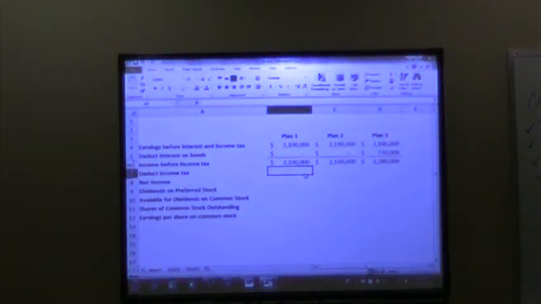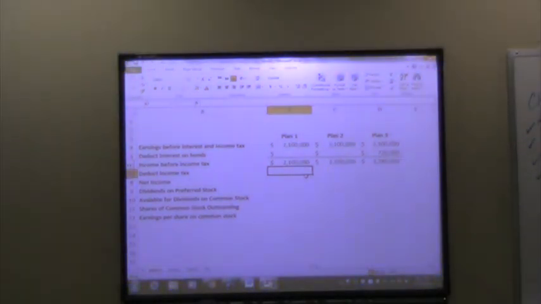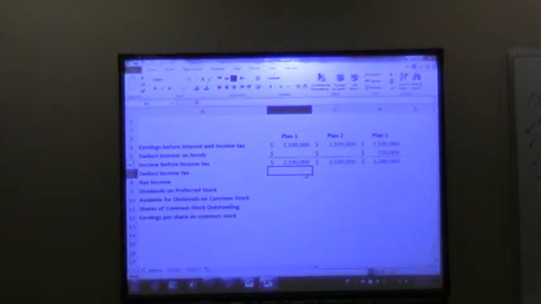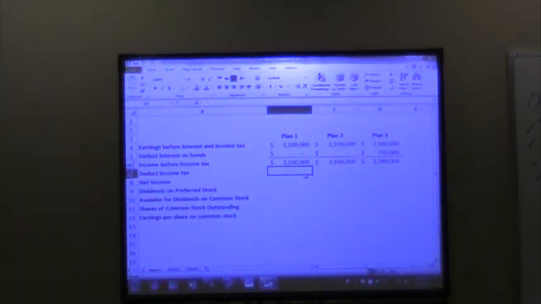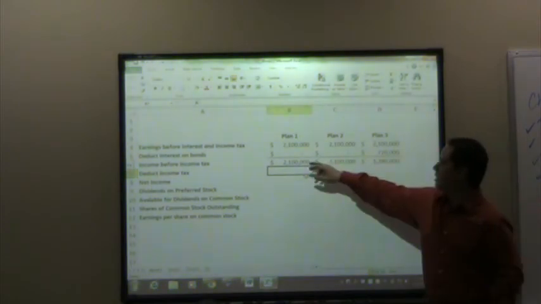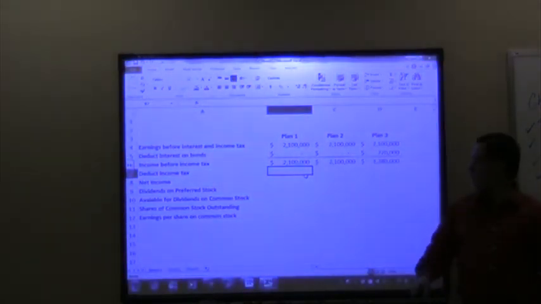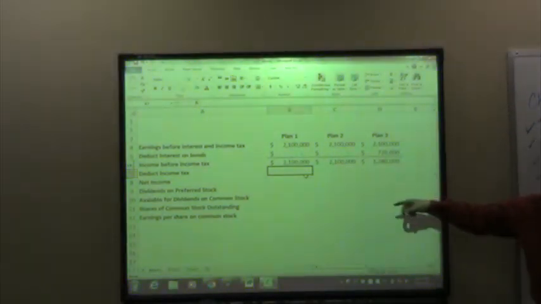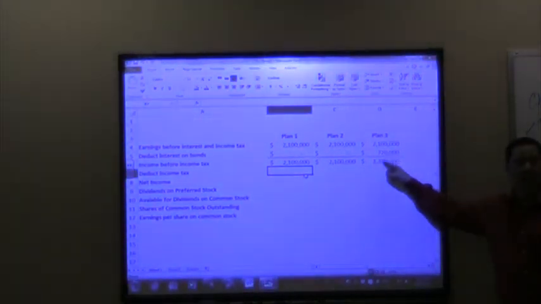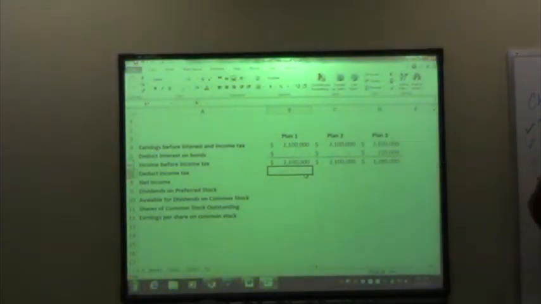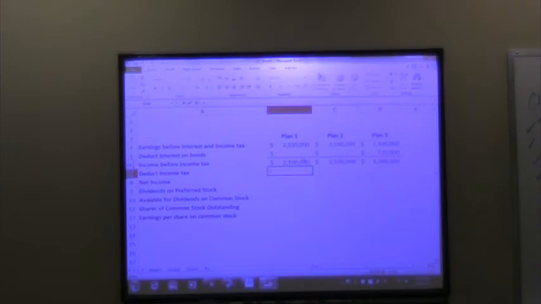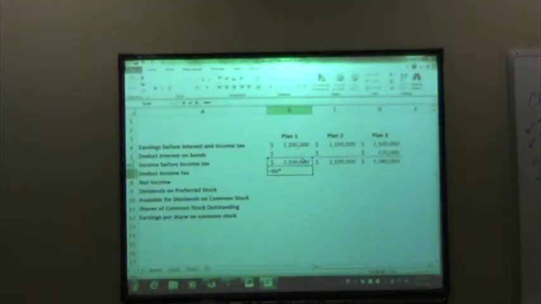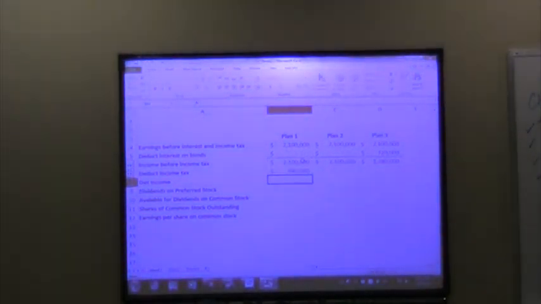All right. So now we have to deduct our income tax. To figure out what our income tax is, it gives us, again, our estimated income tax is 40%. So what I will do is take this number times 40%, and this number by 40%, and this by 40%. As you can see in this one, I'm paying a lower income tax because I have deducted out my interest on that bond. So in here, I will take this times 0.4.